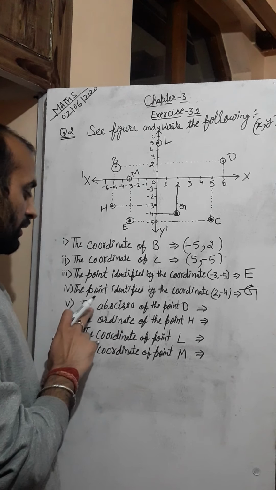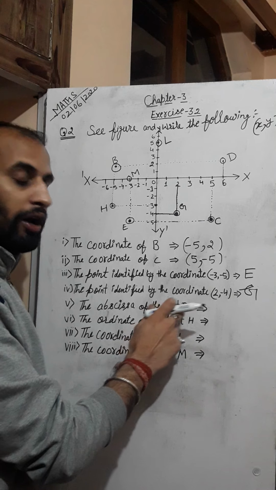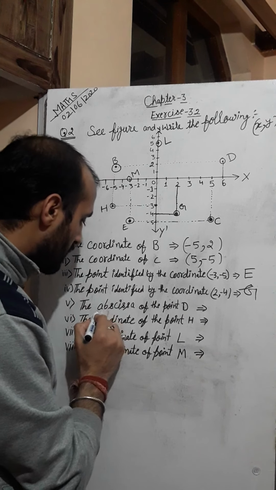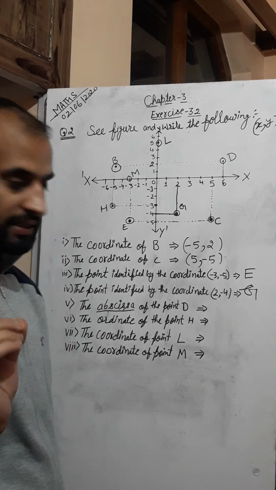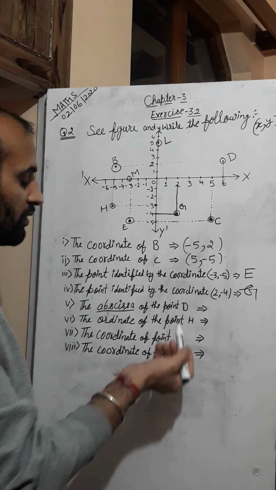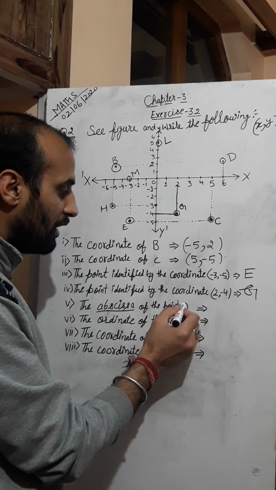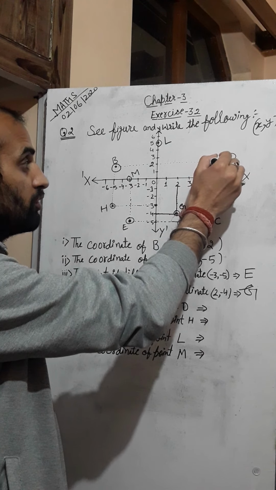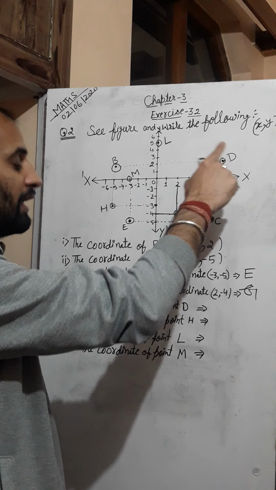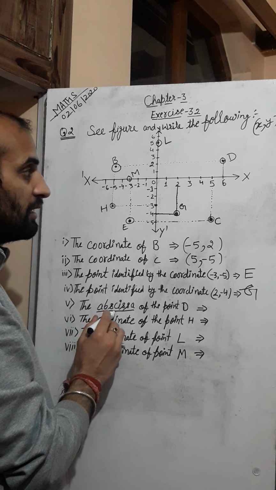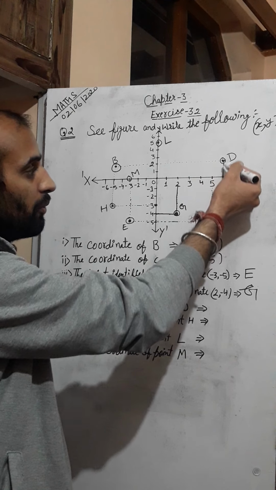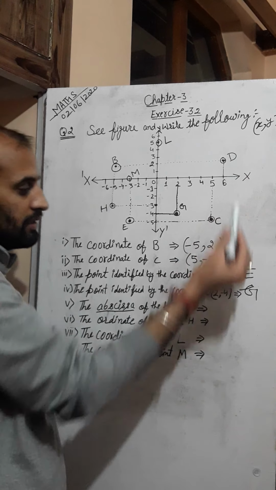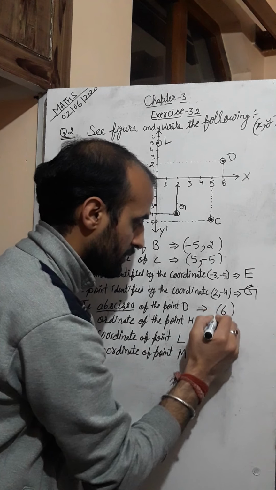Then next is the abscissa of point D. This is a twisted question, my dear students. The word abscissa represents the x-axis. So the question is, find the value of x at point D. Only you need to check what is the value on the x-axis. Point D you can see here, it is 6. So your answer is 6.